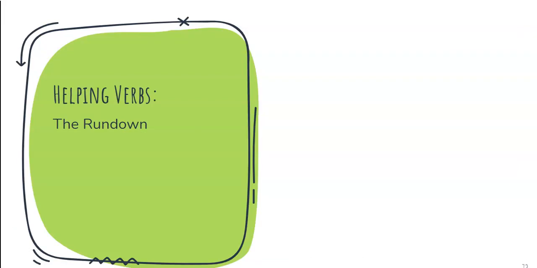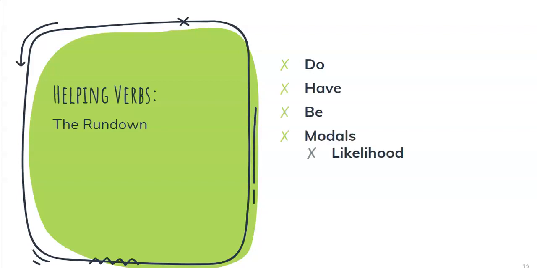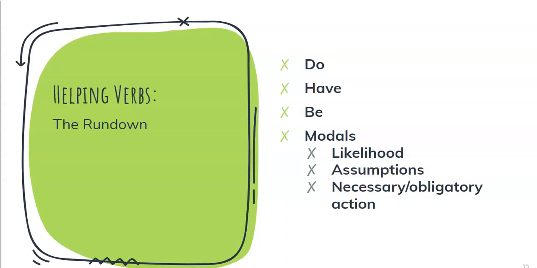Before we move on to zombies, let's review auxiliary or helping verbs. Do, have, and be, along with modals such as can and may, are helping verbs used with main verbs to form certain tenses and moods. Do, have, and be change form to indicate different tenses. Modals do not. Modals indicate likelihood, assumptions, a necessary or obligatory action, and advice.